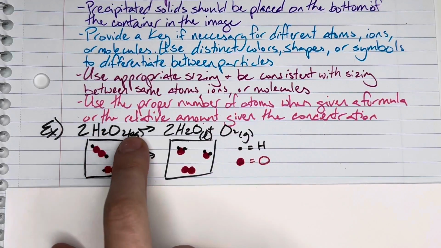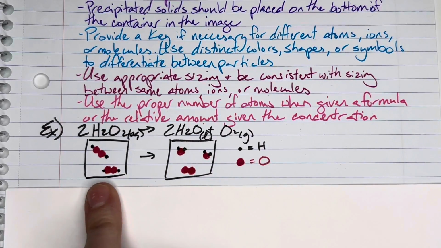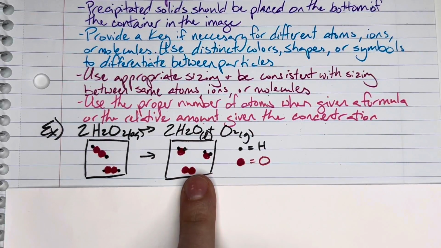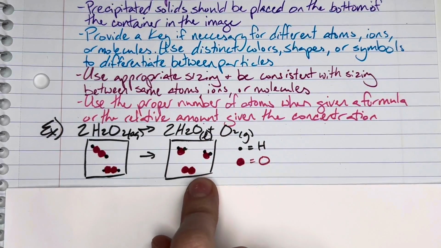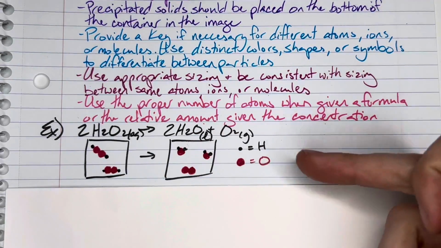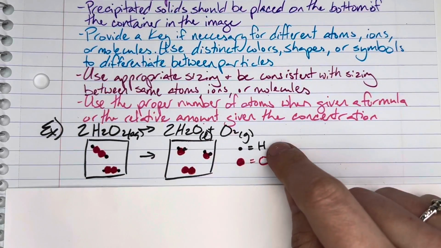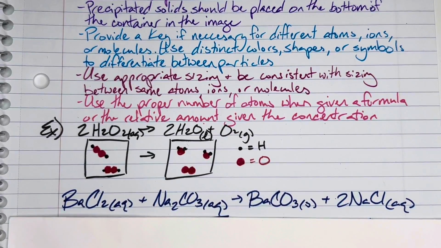So I have 2 hydrogen peroxides in my reactant before decomposition example here. And then in my product post-reaction example, I have 2 waters and 1 oxygen here. I have each of the shapes and colors labeled off to the side. So my black circles are my hydrogens and my red circles are my oxygens.